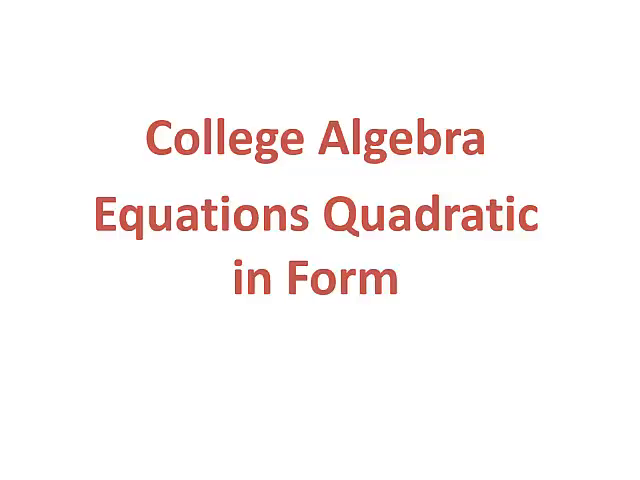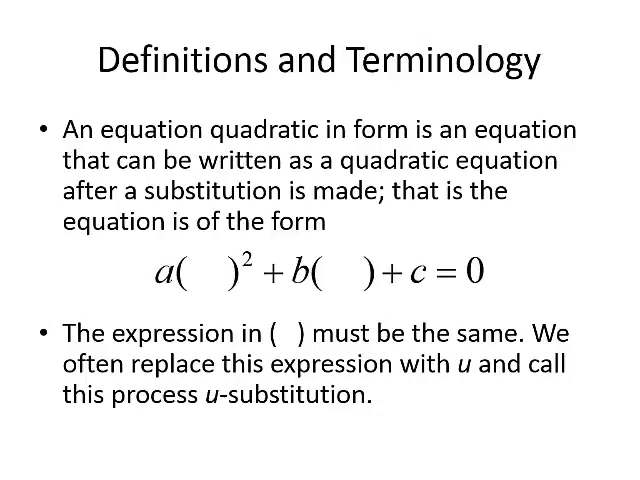This lesson will focus on solving equations quadratic in form. An equation quadratic in form is an equation that can be written as a quadratic equation after a substitution is made. That is, the equation is of the form a times some expression squared plus b times some expression plus c equals 0. The key is that the expression in parentheses must be the same. We often replace this expression with a variable u and call this process u substitution.